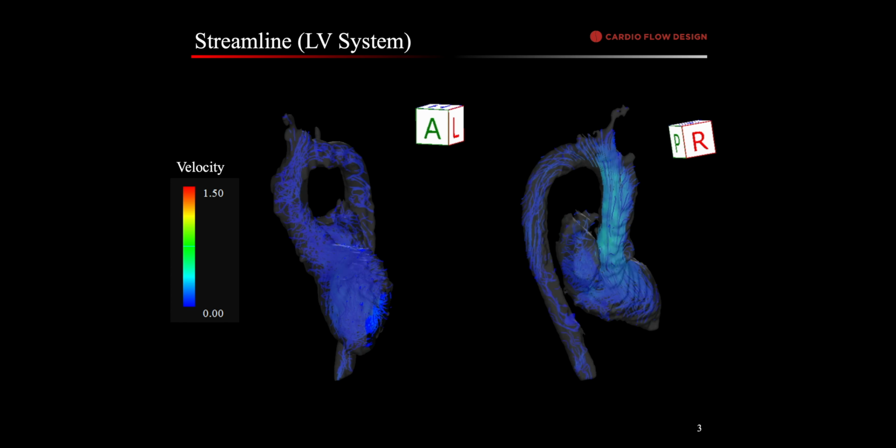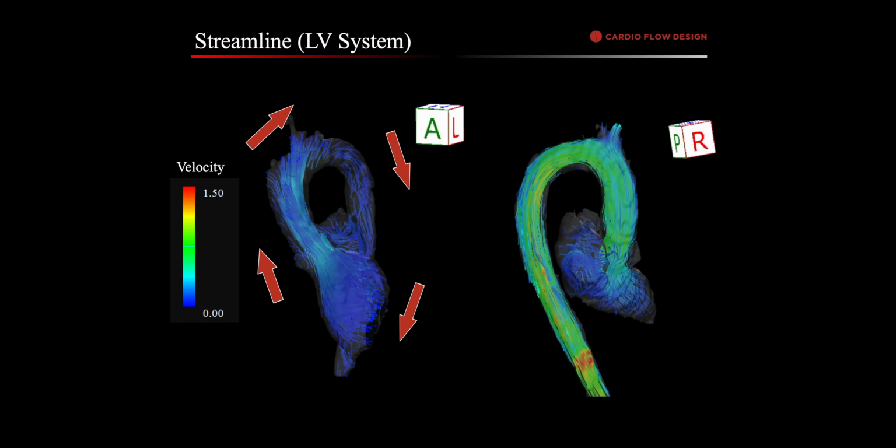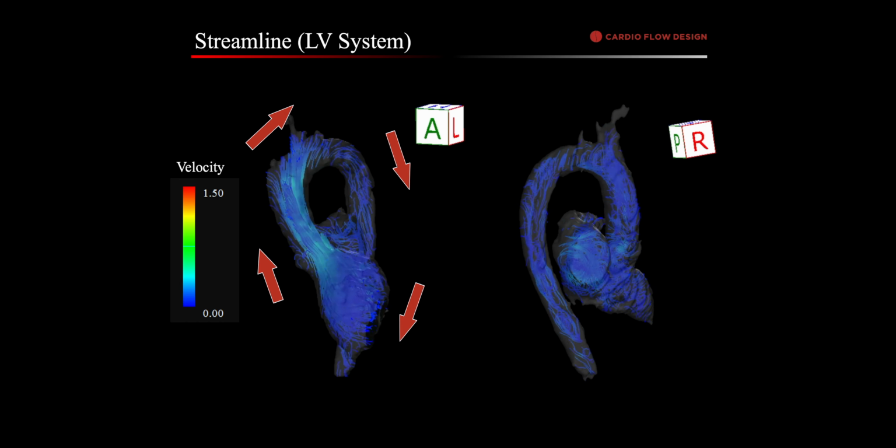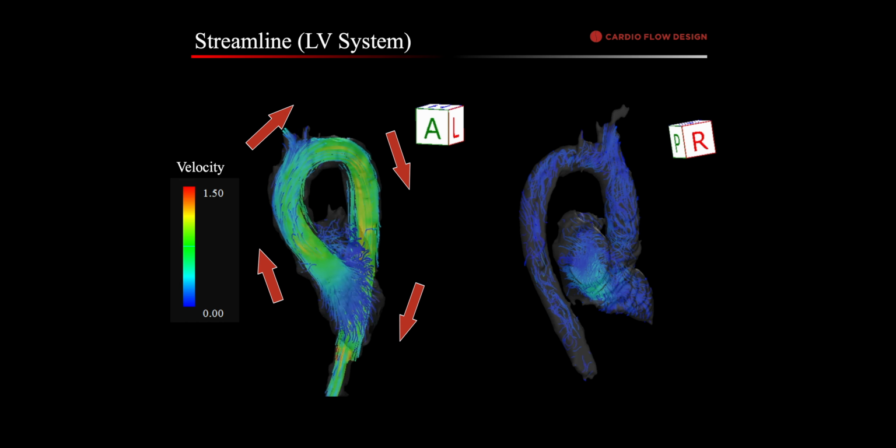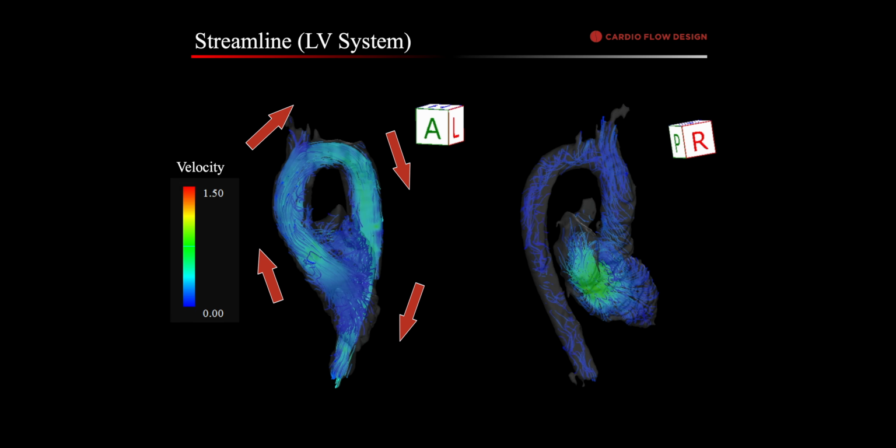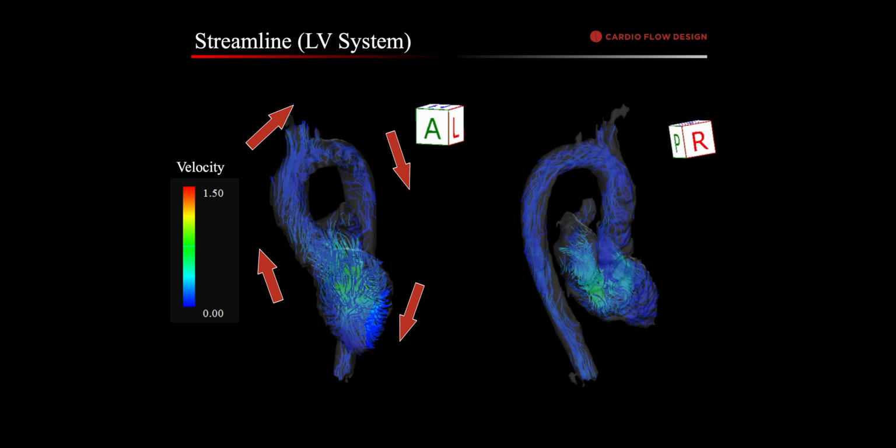iTFlow is capable of isolating specific parts of the heart for closer examination. For example, in the left ventricle, we use streamlines to visualize the direction and velocity of blood flow within the ventricular system. These streamlines help us identify patterns and anomalies during the cardiac cycle, providing insights into the functional aspects of the heart.